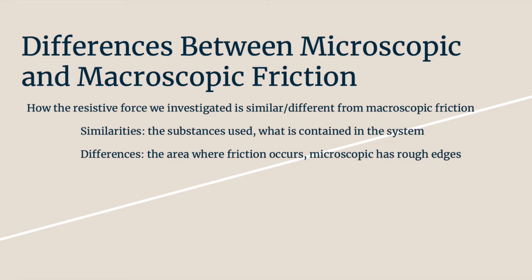Microscopic friction, on the other hand, occurs when rough edges are rubbed against each other when in contact with the surface. The other main difference we found was that the friction was surrounding the entire object instead of friction only being present on the bottom of the object.